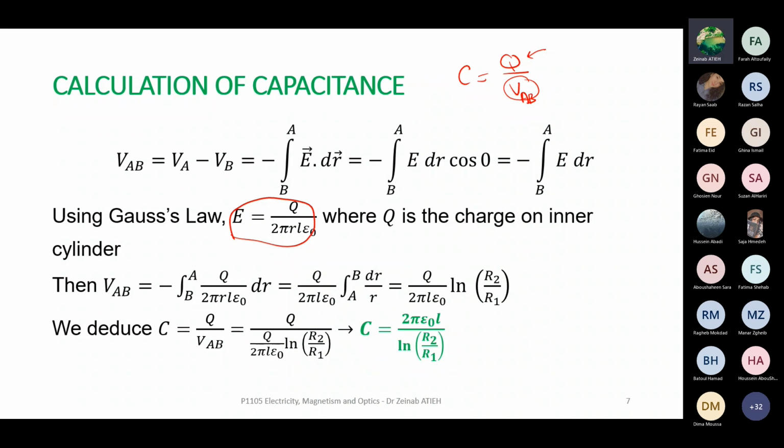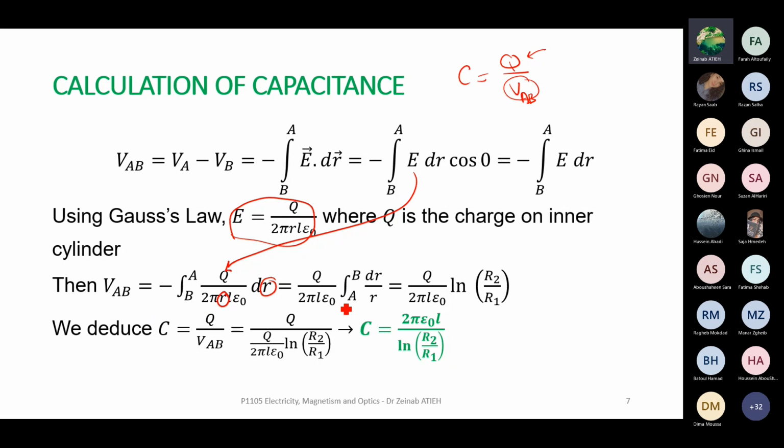So this is E, we found E. Now what do we have to do? Just do the integral. VA minus VB equals minus integral from B to A E dr. So we replace E with its value. We have everything constant except R. So R is our variable. I've flipped the integral because of the minus.